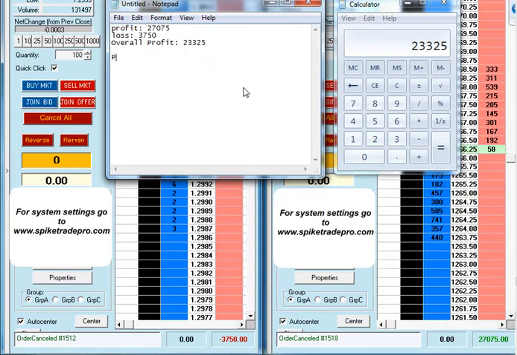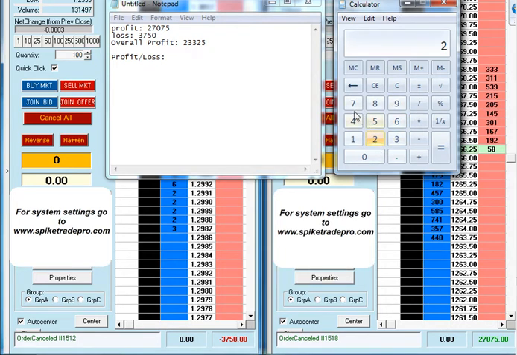Now we were talking about profit to loss ratio. The way we calculate profit to loss is the amount of our profit divided by the amount of our loss. So 27,075 divided by 37.50. We're looking at a 7.22 profit to loss ratio on that trade.